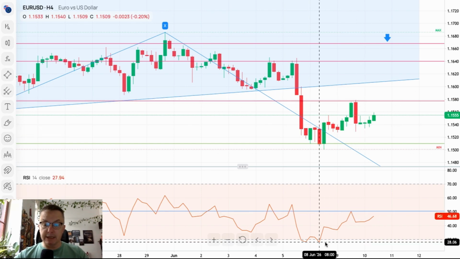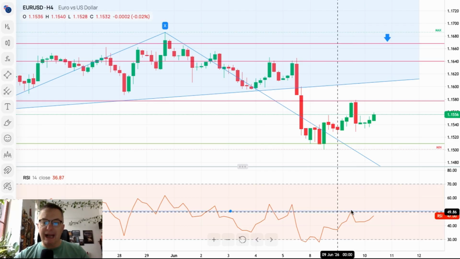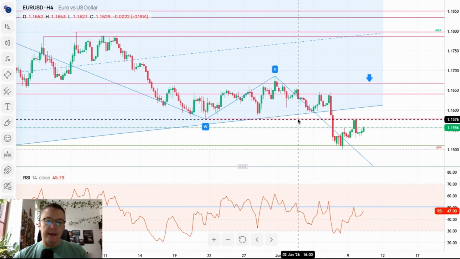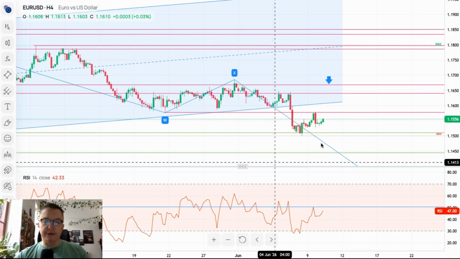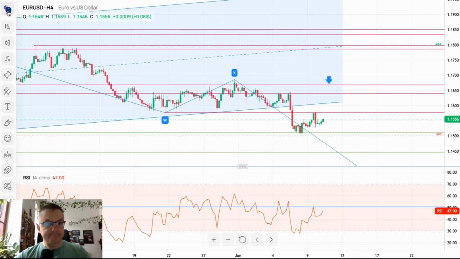Look at this, we hit the extremely oversold conditions, 28 points, and then we hit the level of 50. So that's why the situation is getting very interesting, as the bearish structure is developing as expected. What do we expect? The wave Y to the downside to unfold in the coming days.